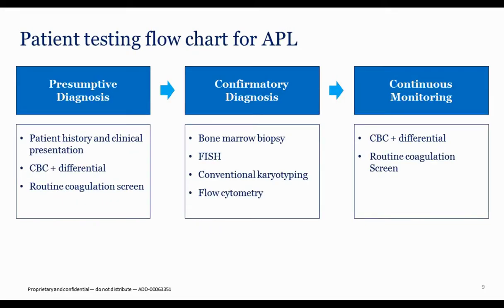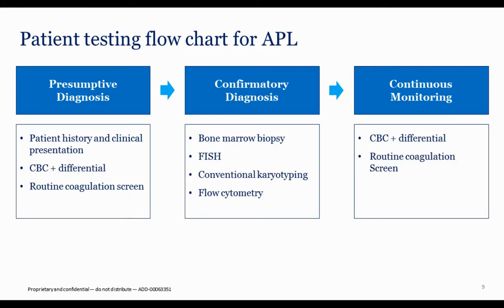So what's the typical flow chart when a patient comes in for testing for APL? Well, it starts with a presumptive diagnosis that's based on a clinical presentation and patient history. This would then be followed by a CBC and differential and routine coagulation screening. The information that we get just from these two types of assays would be enough to confirm the presumptive diagnosis.